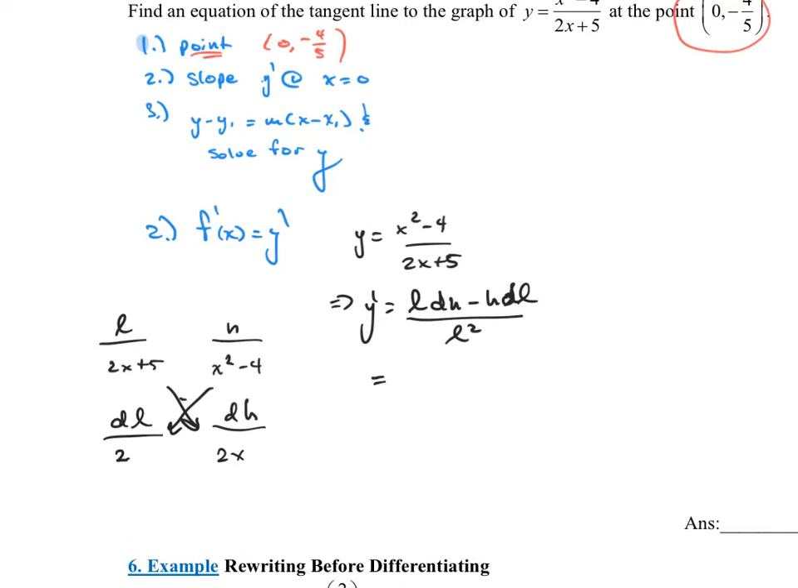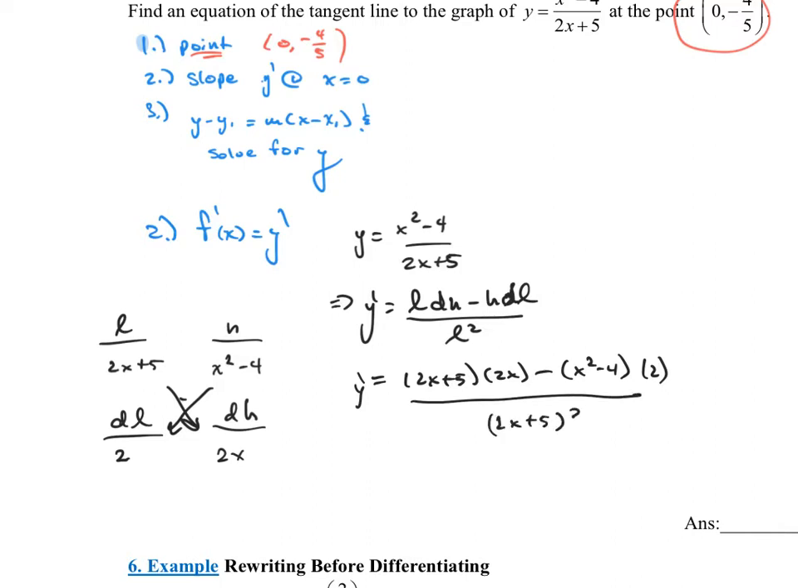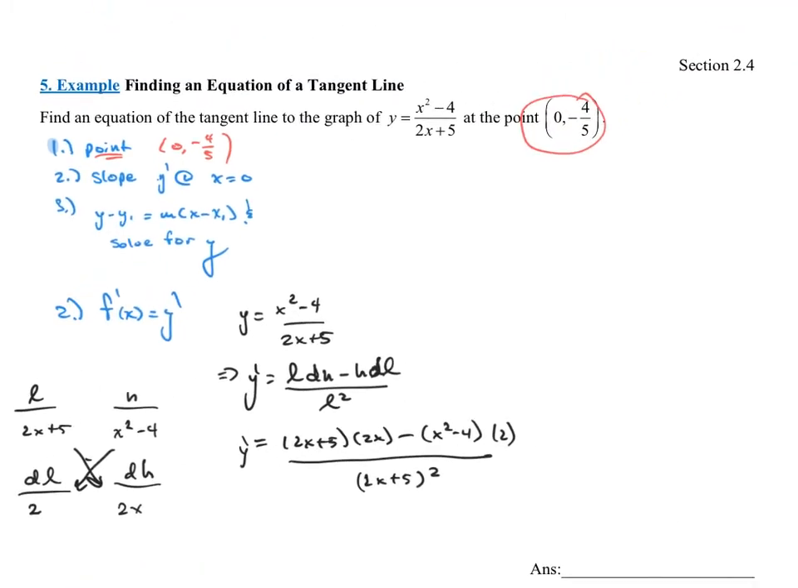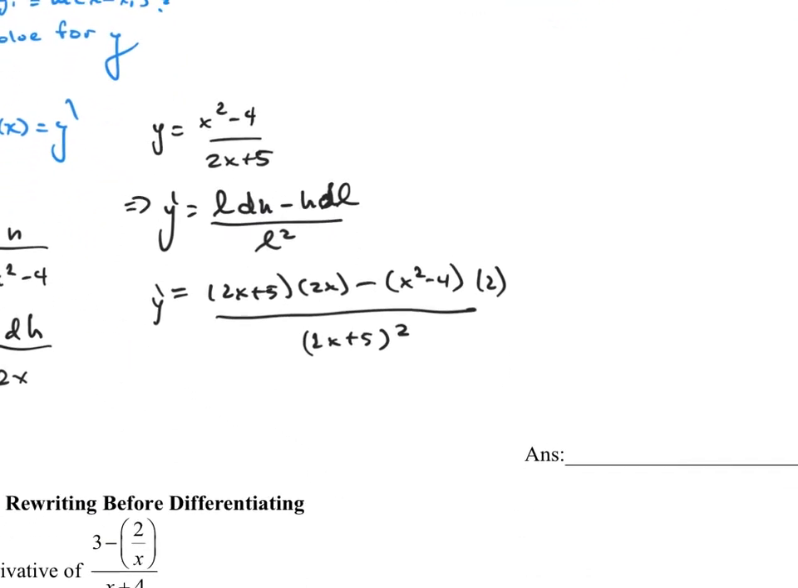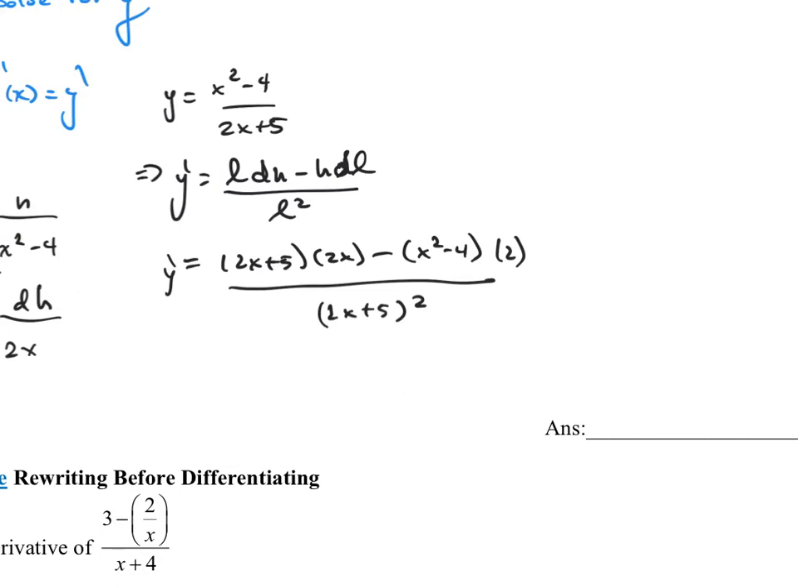So let's go ahead and plug it in. Low is 2x plus 5 times the derivative of the high, which is 2x, minus the high function, which is x squared minus 4, times the derivative of the low, which is simply a 2. And this is all over the low squared, which would be 2x plus 5, quantity squared. I need to clean this up. So I'm going to distribute through the 2x, and I'm also going to distribute through the 2.